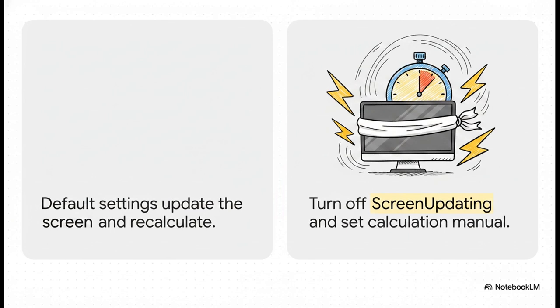The trick is simple. At the start of your macro, just toggle Application.ScreenUpdating to False and turn automatic calculations to manual. It basically blindfolds Excel while the code runs in the background. Doing this can literally cut processing time from 5 minutes down to 2 seconds. Just don't forget to turn them back on at the end.